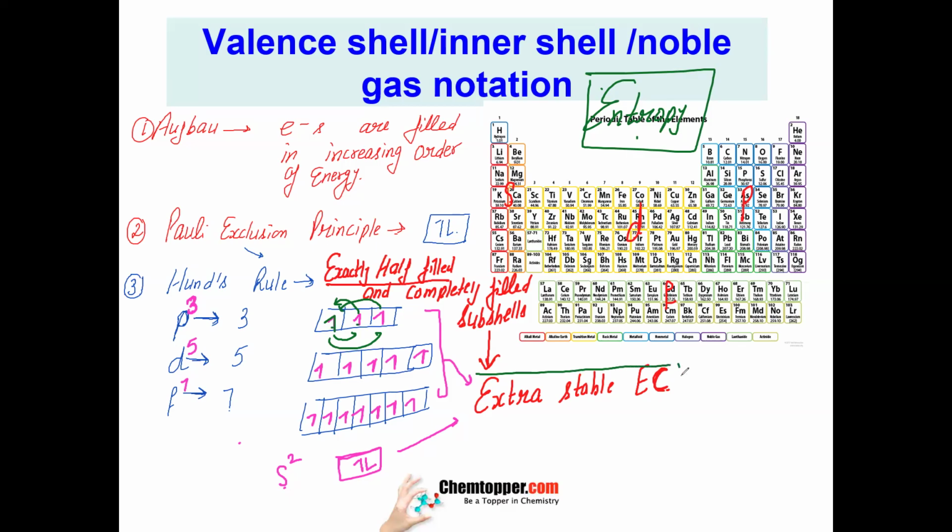Extra stable electron configuration means electrons have more energy or less energy? Electrons have more or less energy in extra stable? More stable means? Bhavya, you are my very old student. Something is more stable. Shriyaj, I was giving you this mantra. More attraction means?